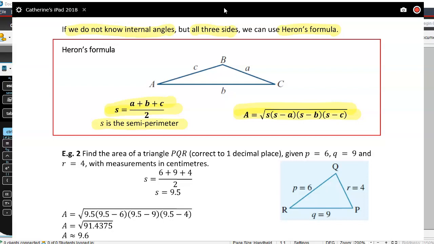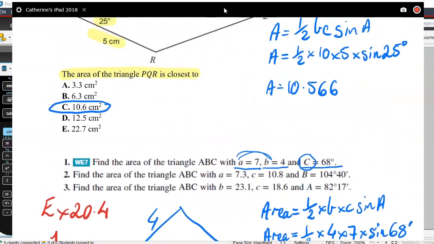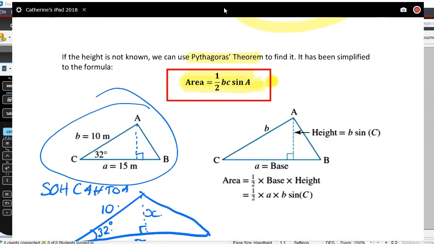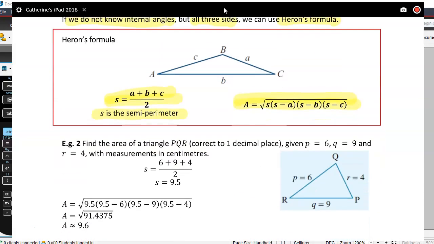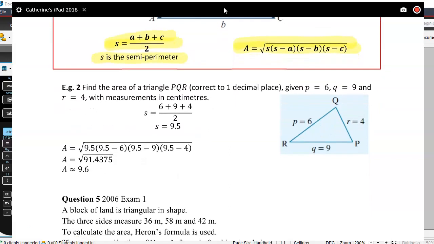So I usually suggest, if you have any of the internal angles, see if there's a way you can use this one, even if you might do a bit of working backwards from working out some of the other angles. But if you're given all three sides and no internal angles, Heron's formula's the best. But it really depends on the question.